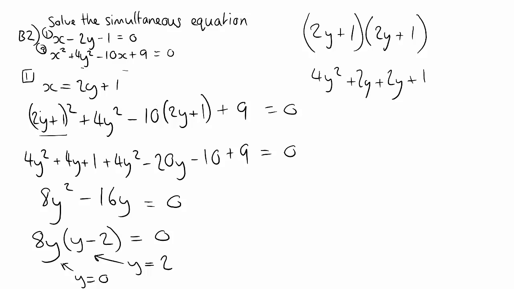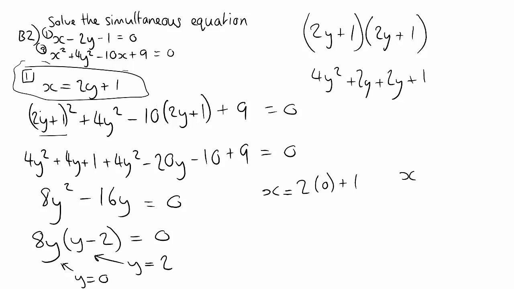So we're going to find our rearranged equation up there, and we're going to substitute our y coordinates in. So x equals 2 times 0, add 1, and x equals 2 times 2, add 1. So this is when y equals 0, and this is when y equals 2. Okay, so in this case, x equals 1, x equals 5. So when x equals 1, y equals 0. When x equals 5, y equals 2.